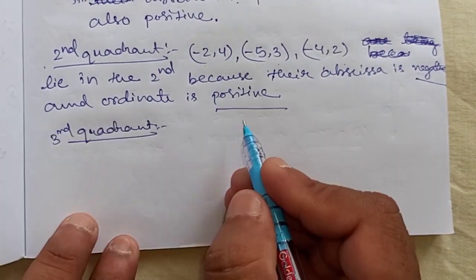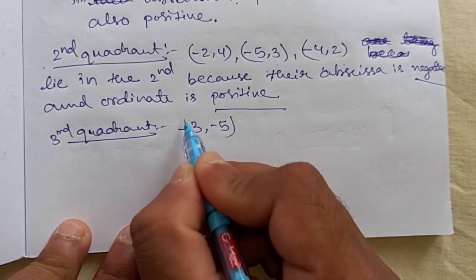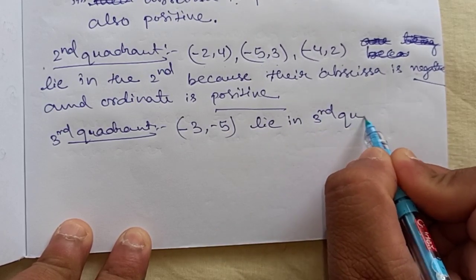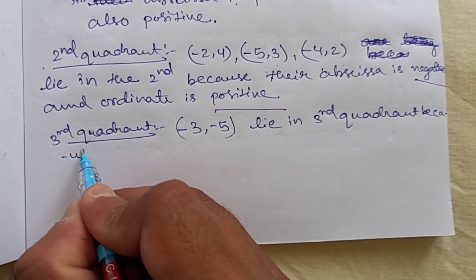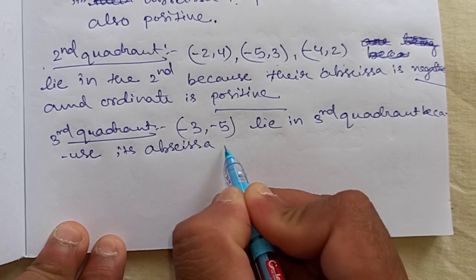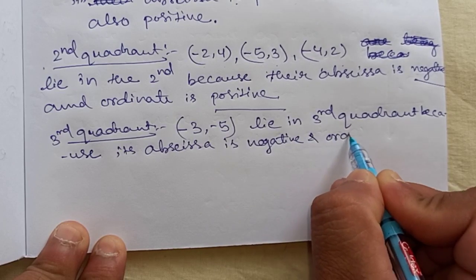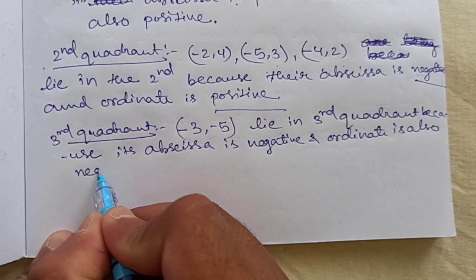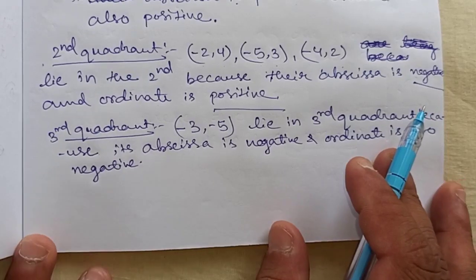Now in the third quadrant, (-3, -5) lies in the third quadrant because its abscissa is negative and its ordinate is also negative. Okay, its abscissa is negative as well as its ordinate is negative.